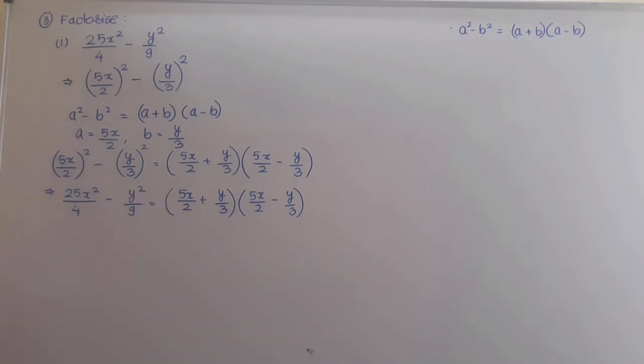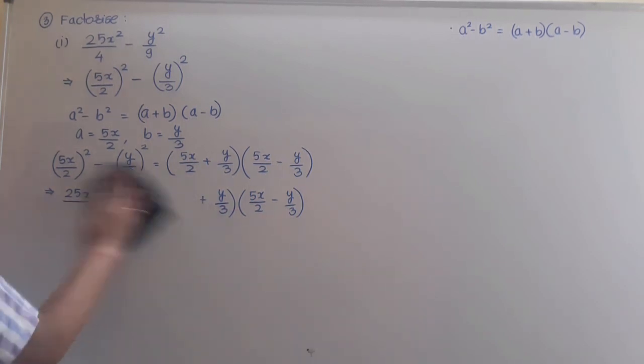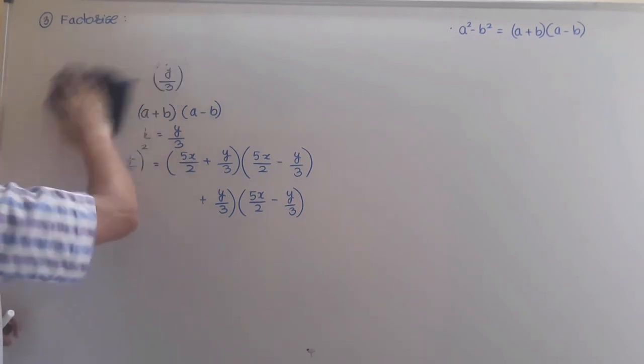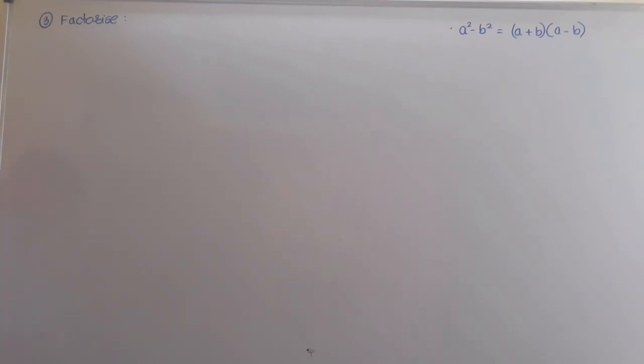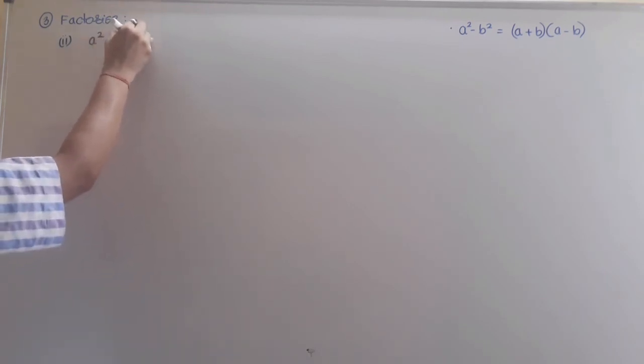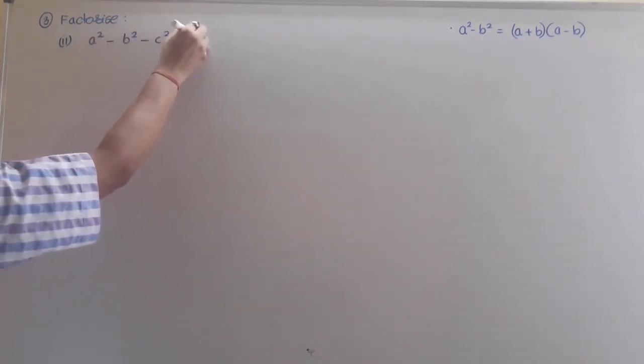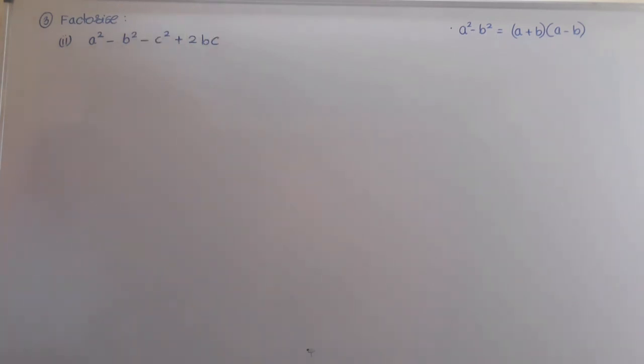Let us quickly see today's last question, part number two. In part number two also we need to factorize, but that one is a little bit harder. So see, we are given in the second part a square minus b square minus c square and then plus 2 into b into c. Now see students, how I will solve this question. This question is very difficult to find out in the examination. This question is in the form of a square minus b square.